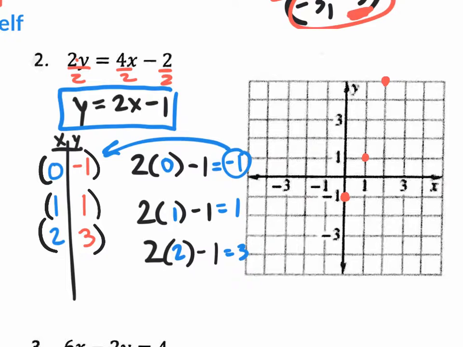Where is 2, 3 at? 2, 3 is up to 2, and then you go to 3. 2 on the x, 3 on the y. So yeah, that was my mistake. 2, 3 is right there. As you can see, it does line up perfectly. It does have a pattern.